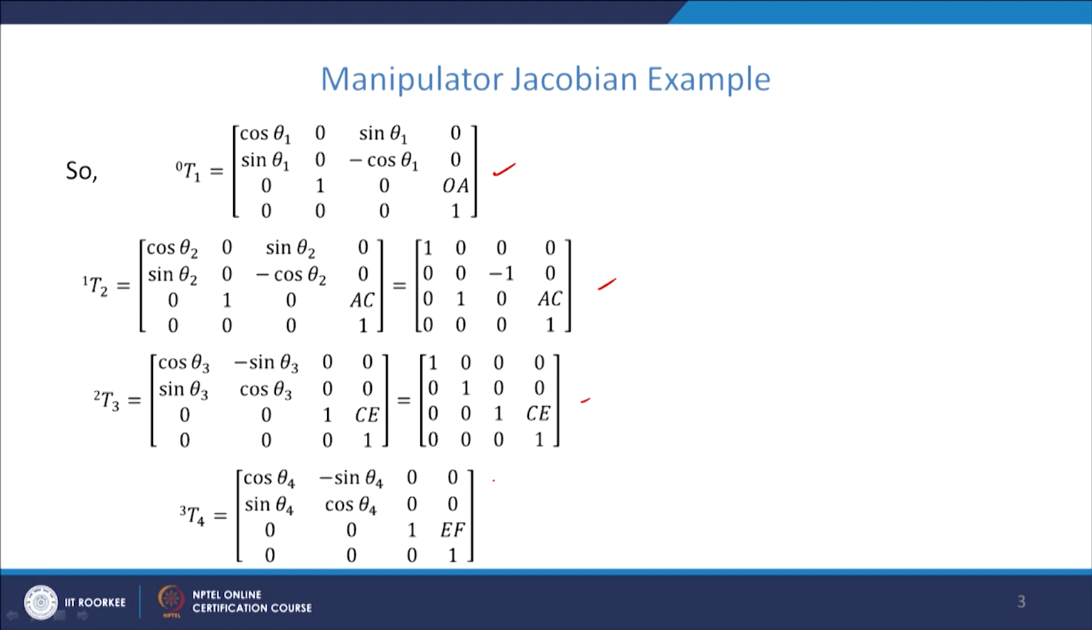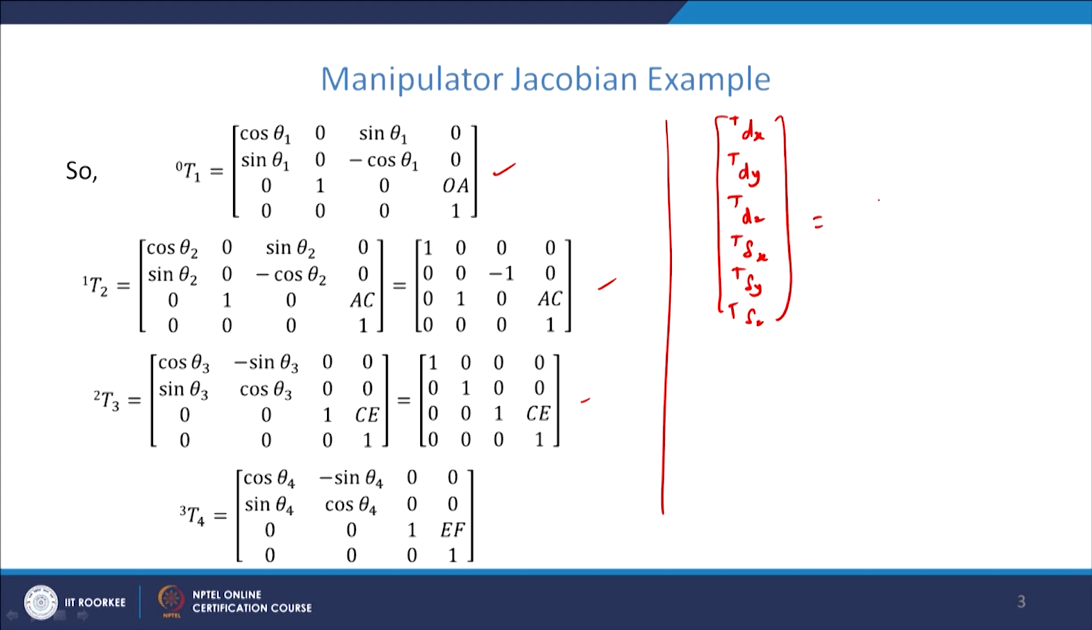Now, how to compute the manipulator Jacobian for this particular example? If you recall the manipulator Jacobian definition, it is the relation between dxt, dyt, dzt, del xt, del yt, del zt. This is related with the Jacobian, which is a 6 cross n matrix. Here n equal to 4, the number of links is 4 here.